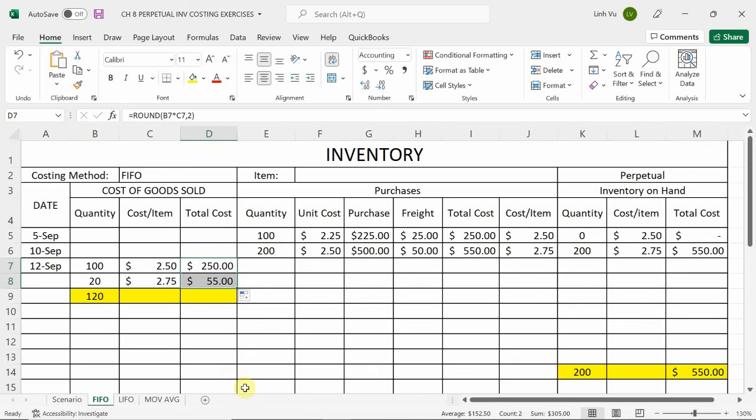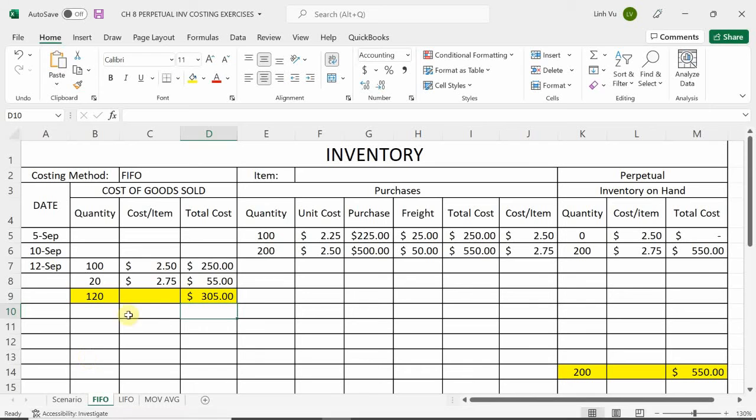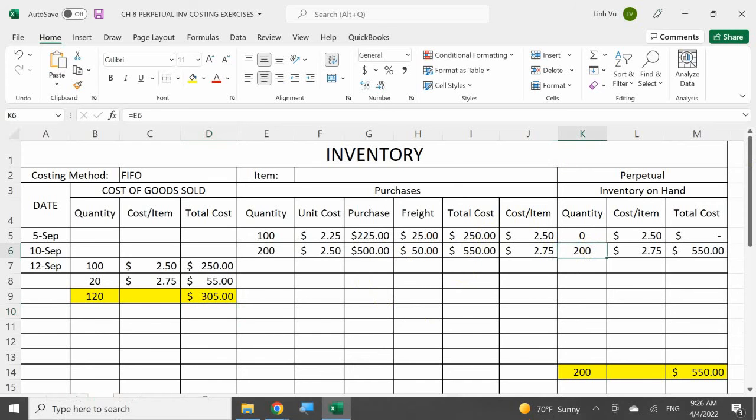Okay, you sold a total of $55. So in this case, right, we're going to add up our totals here. So 250 plus 55 is going to give you 305. Okay, now we need to take out 20 of those items out from my inventory. So in this case, 200 minus 20 is going to give you 180, right?